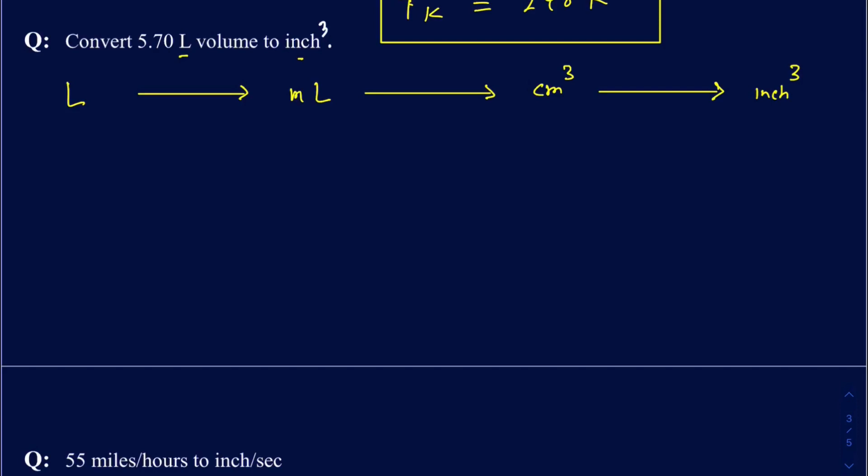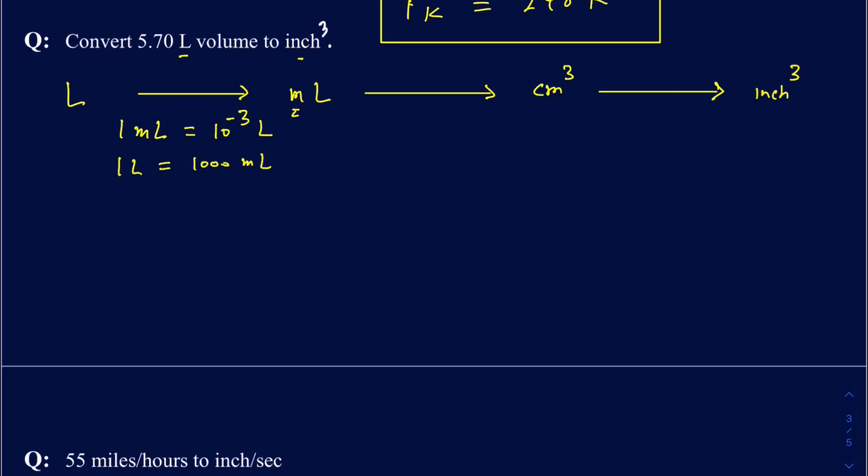When we're going from liters to milliliters, remember milli is just a prefix, which is 10 to the minus 3. So I can write 1 milliliter is equal to 10 to the minus 3 liters. That's one way of writing it. And if you want to write it as 1 liter equals 1,000 milliliters, that's completely okay as well. It's the same thing either way.